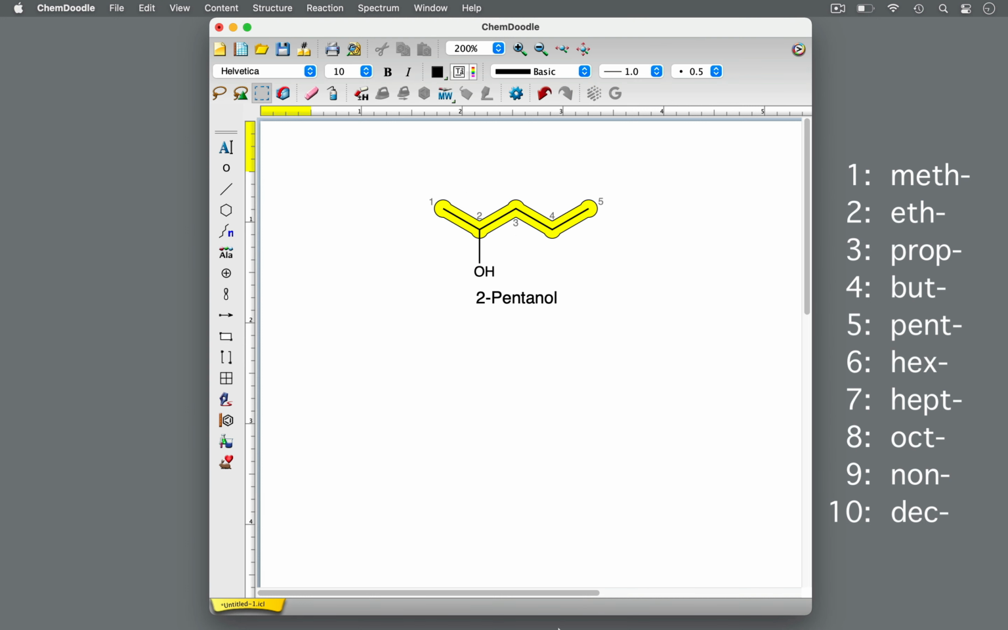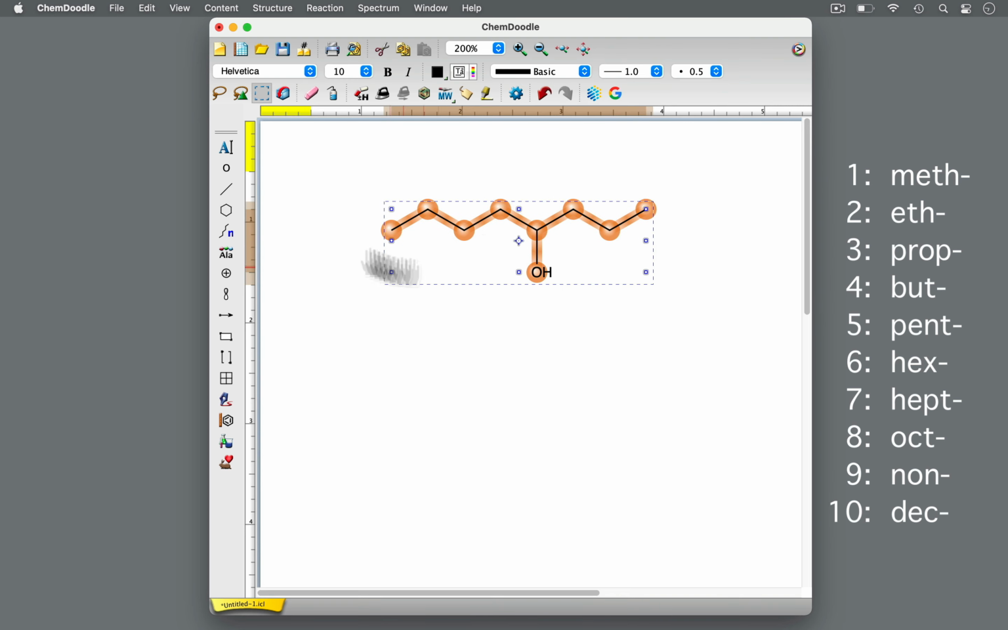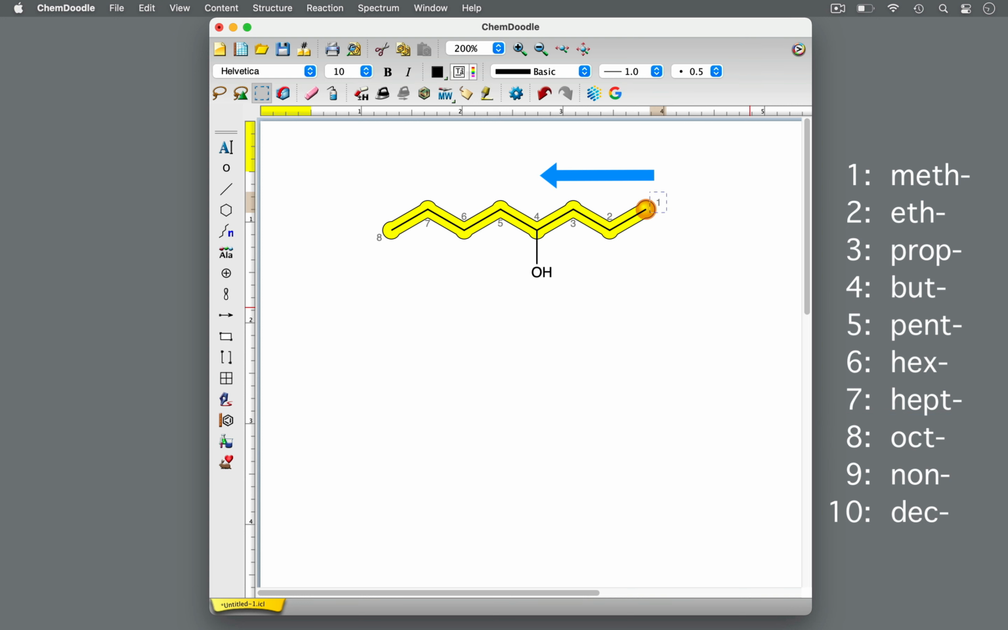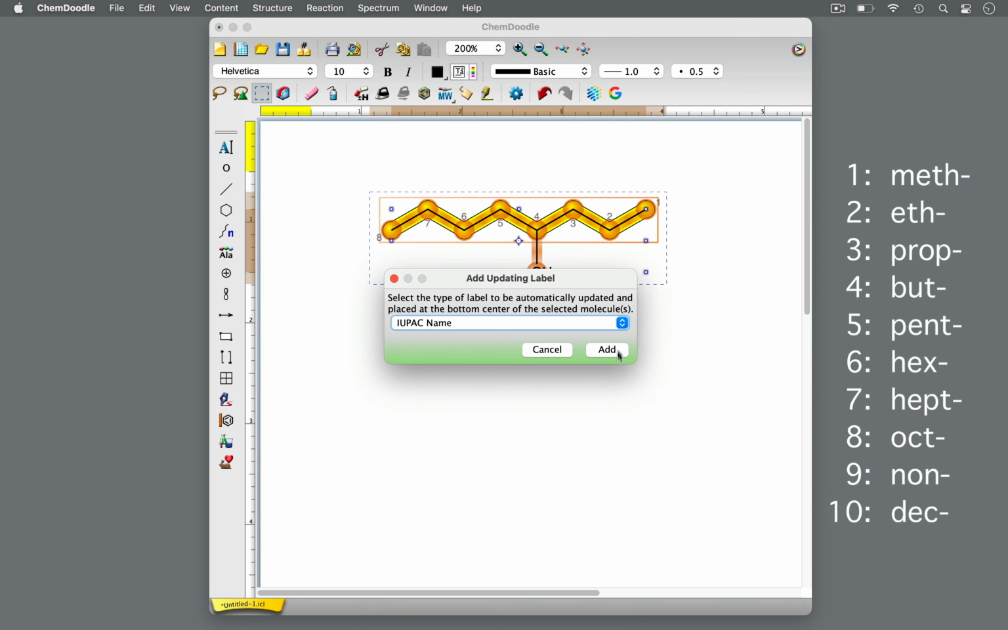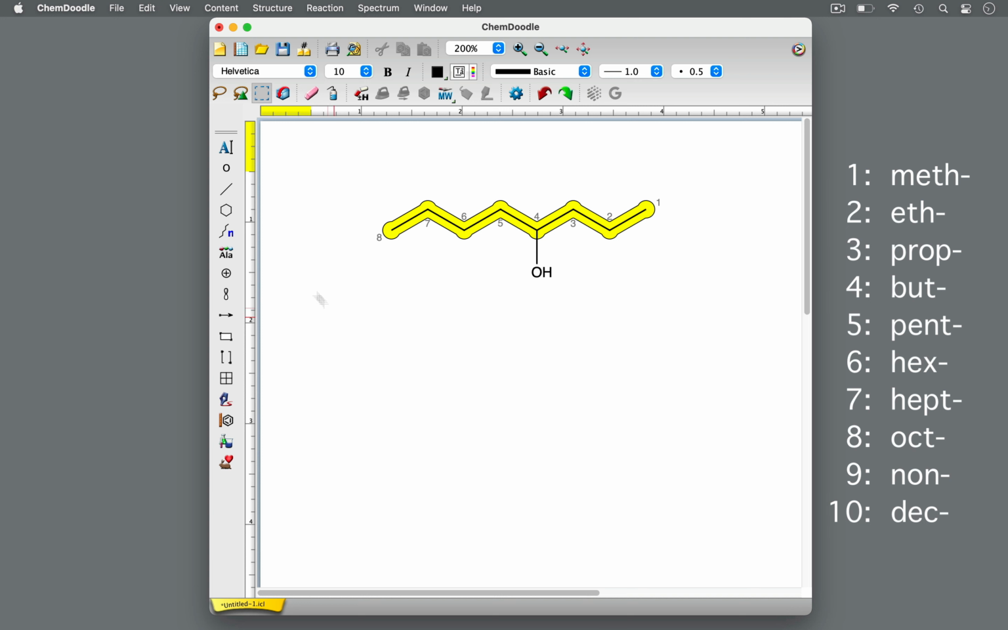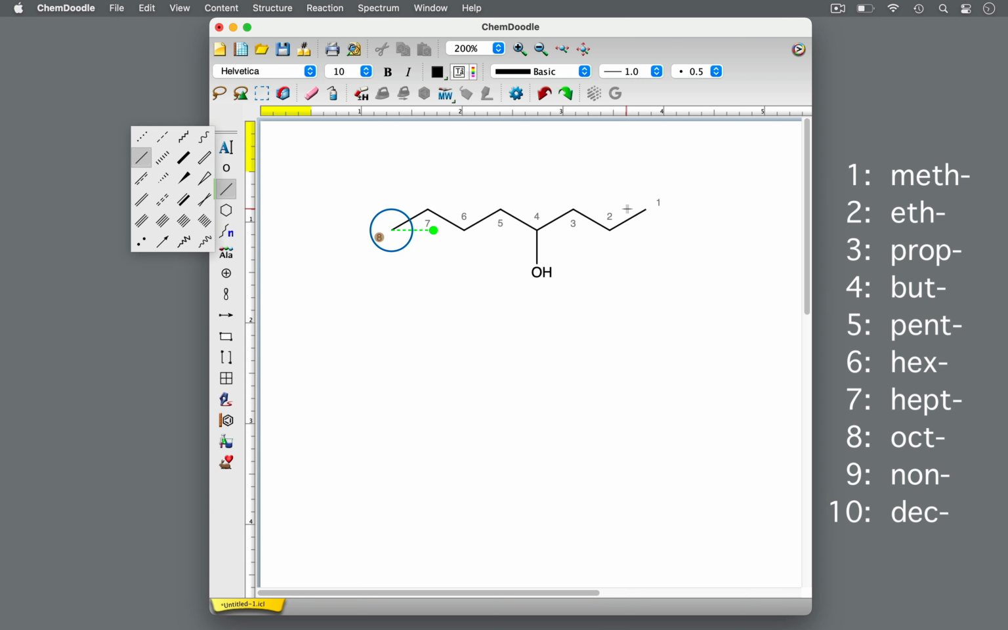This alcohol is 2-pentanol. Pent because it has a 5-carbon backbone, and an because it's an alkane with single bonds, and ol because it is an alcohol with a hydroxyl functional group on carbon 2. Adding 3 more carbons to the molecule gives us a chain that is 8 carbons long, octane. Numbering begins from the right side, which is closer to the OH group than the left side, so that the hydroxyl group is on carbon 4. This molecule is 4-octanol.